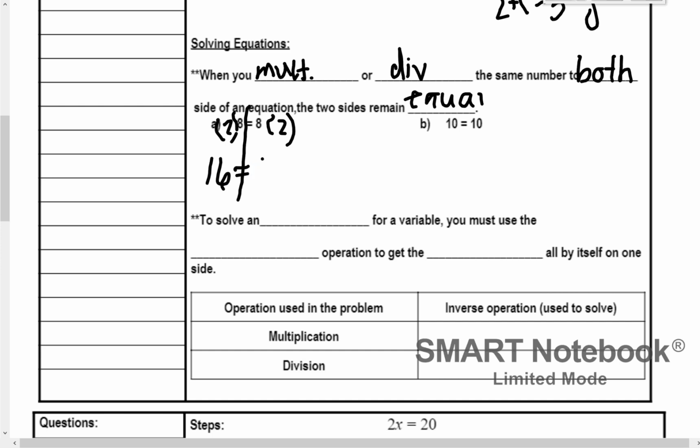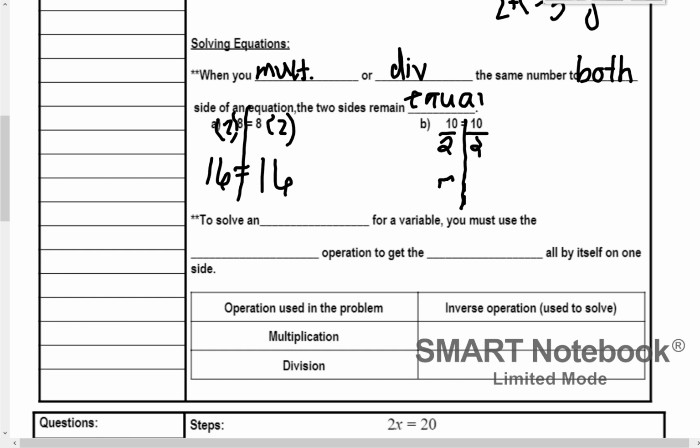8 times 2 over here equals 16. We can prove that those are staying the same. Same idea for B, except for now we're going to try dividing. So we're going to divide by 2. When we solve equations, we show division with a fraction bar. It's just what we have to do. Okay, we do have to show our work that way.